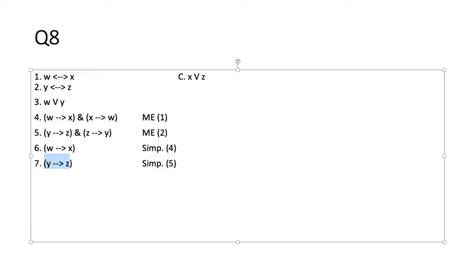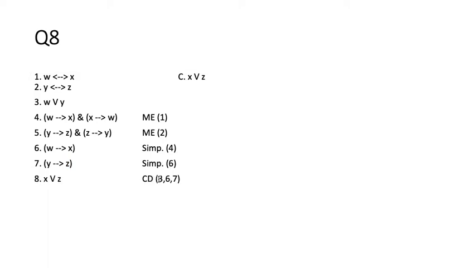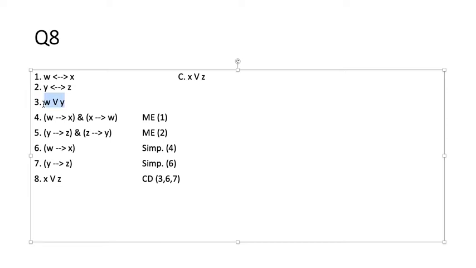And why did I do that? Because now I'm going to do the rule of constructive dilemma on 3, 6, and 7. So on 3, I don't have if W then Y. I have Y or W. Then I have on 6, if W then X. On 7, if Y then Z. So CD, constructive dilemma, enables me to infer that it follows from those 3 lines that X or Z is true. Maybe I should just write it out. Instead of CD, I'll write constructive dilemma here, so it's super, super clear.